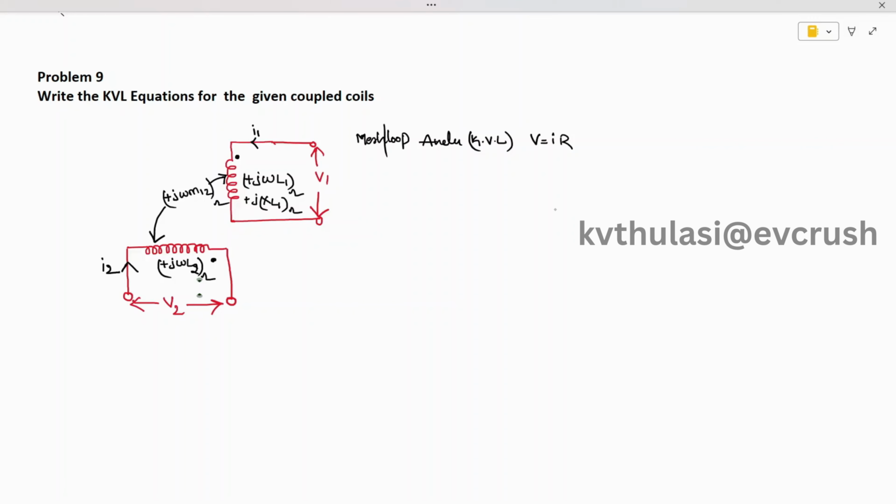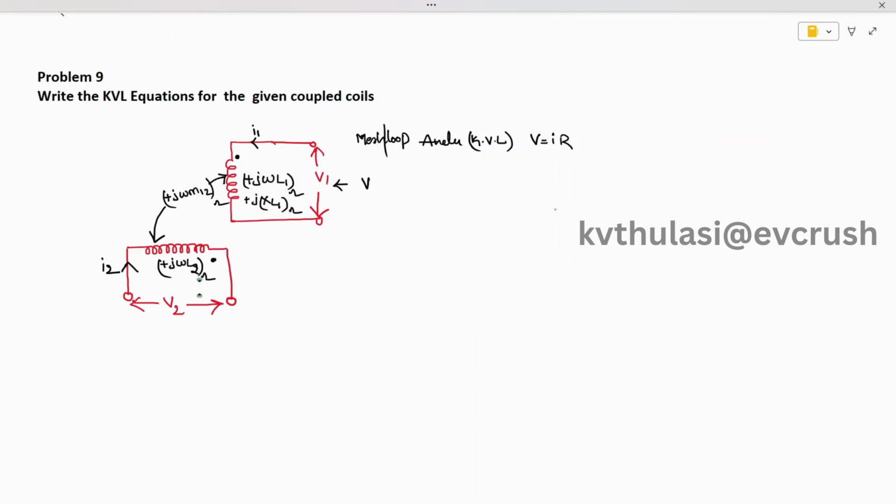You can see here the current is flowing. It is already mentioned in the problem. Current is entering the dot, and here current is leaving the dot. Whenever one current is entering the dot and another current is leaving the dot, you are going to get the mutual inductance as negative. Let's do it for the first loop.